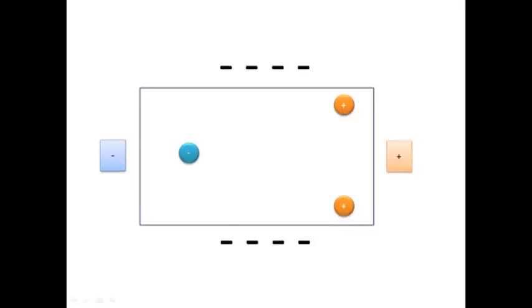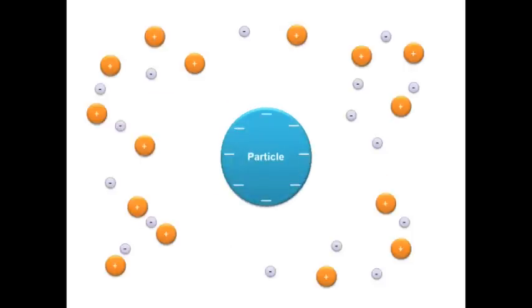The direction of electroosmotic flow depends on the electric field applied. Particles move towards the electrode with the opposite charge. Electroosmotic flow may also be induced from the surface charges of the cell wall.